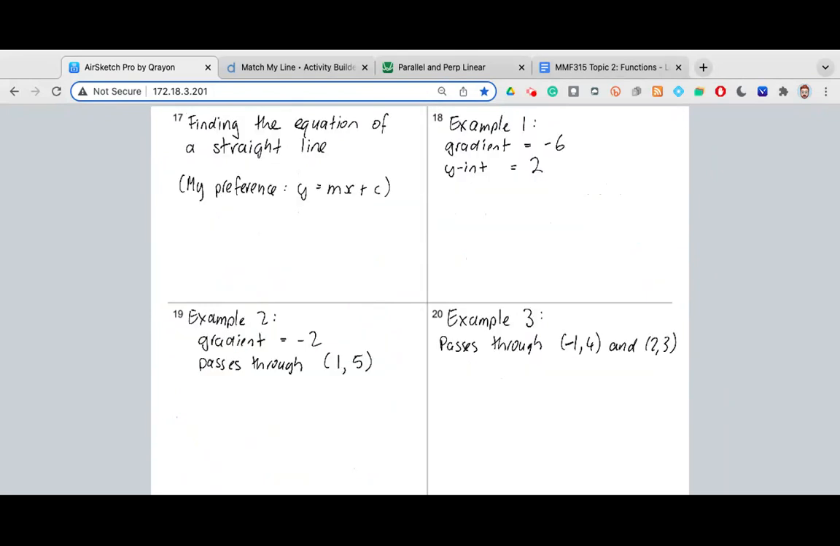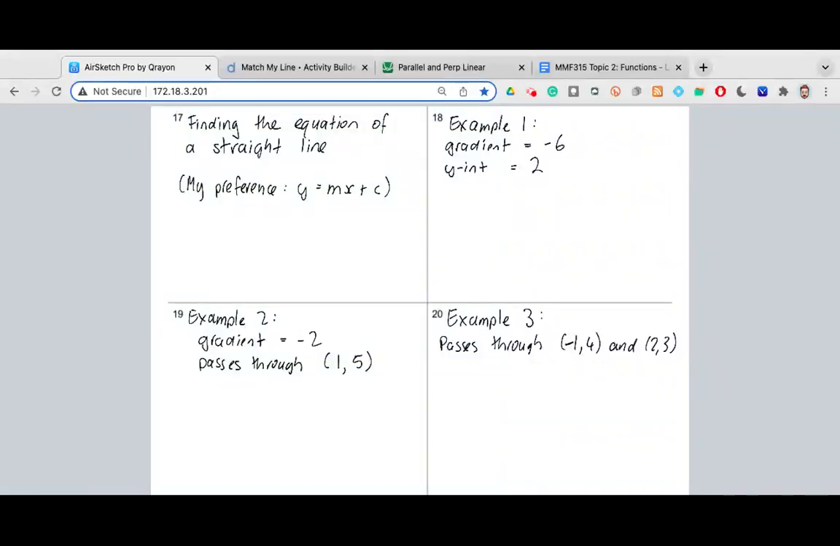Today we're going to have a look at this really quickly, stuff that you've seen before, so I'm just going to rocket through it, and you just need to tell me to slow down if you're not understanding. As I said here, my preference is y equals mx plus c, but we're going to look at what happens if you're given information and you need to find the equation. So I'll do it really quick.